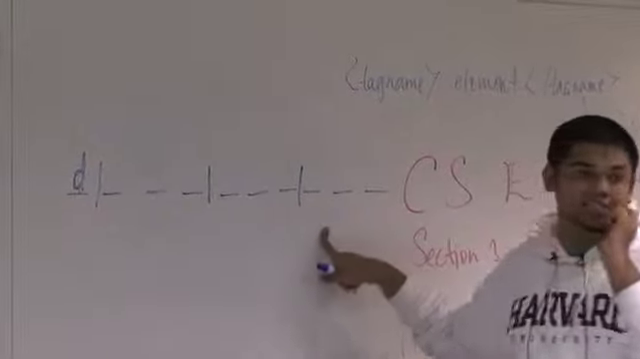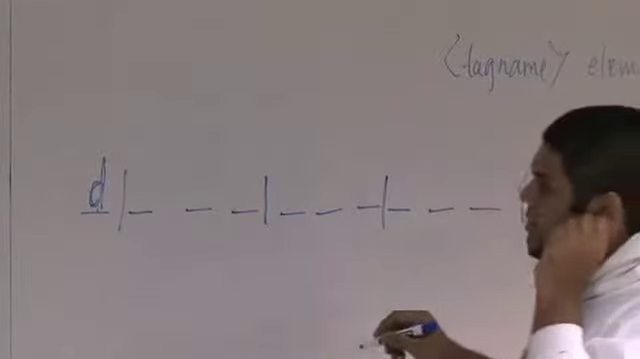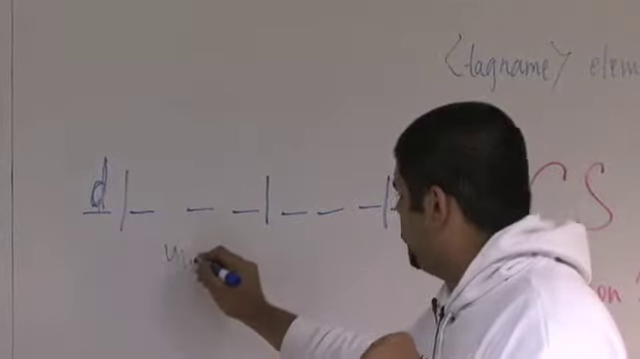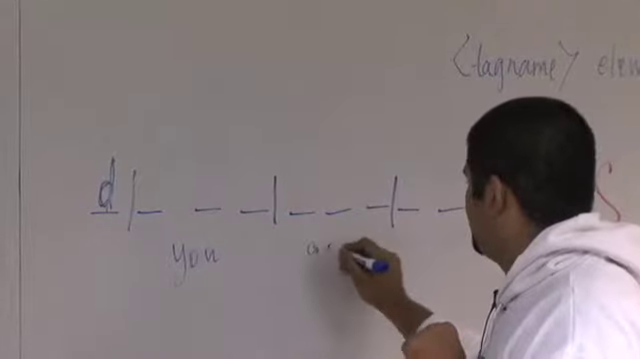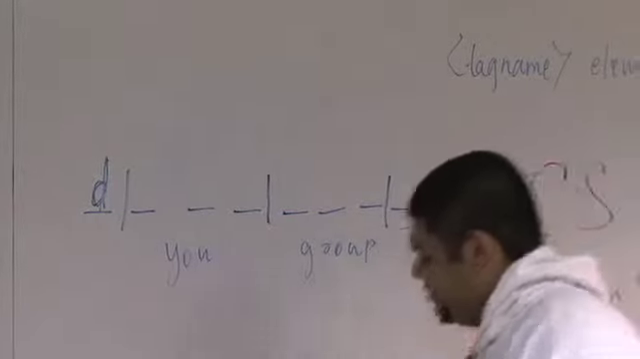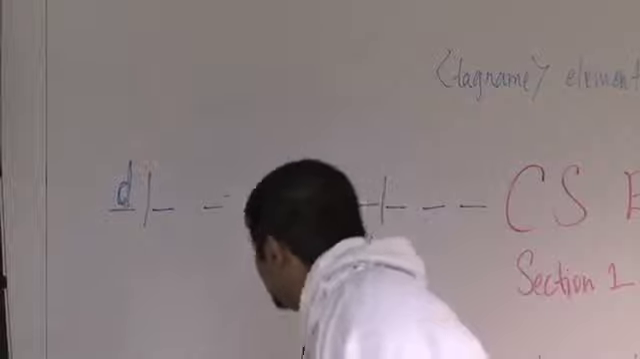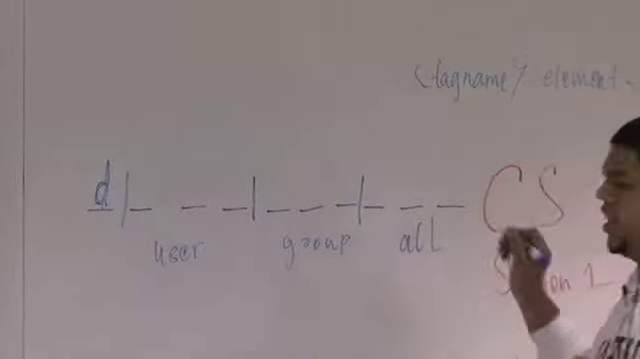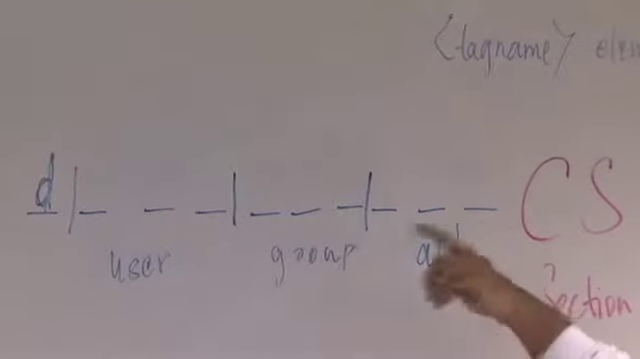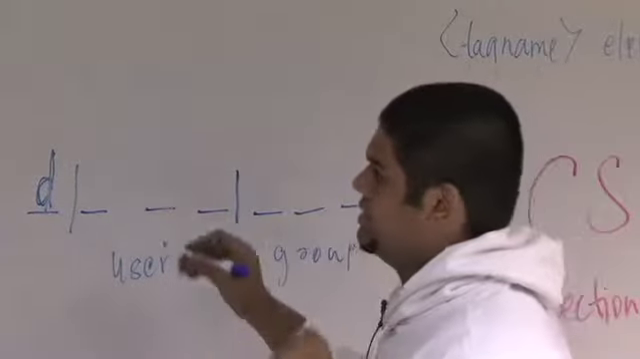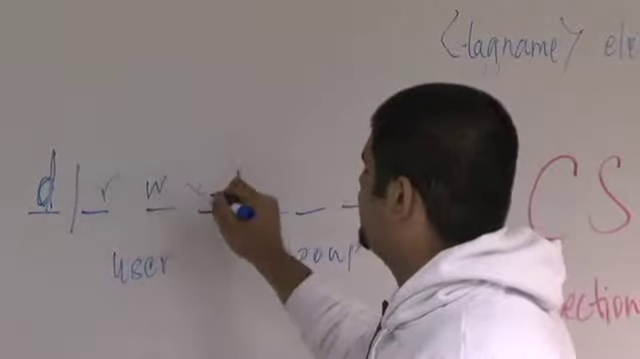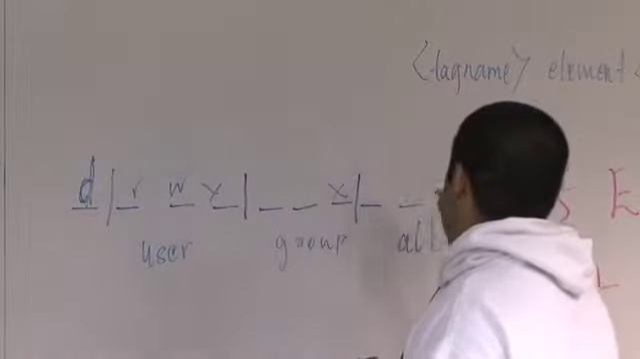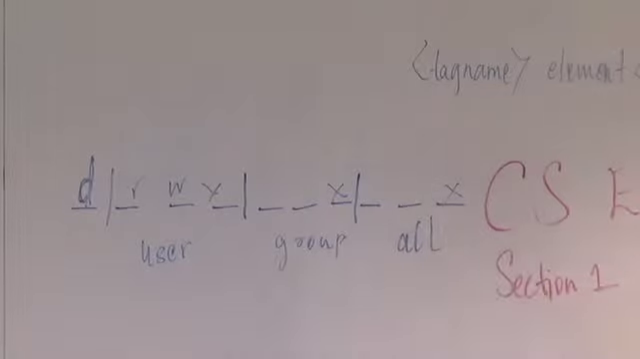These are permissions. So let's make this user, group, and all. Let's write down what exactly this is. So this is RWX, nothing, nothing. So this is the current state of the file.